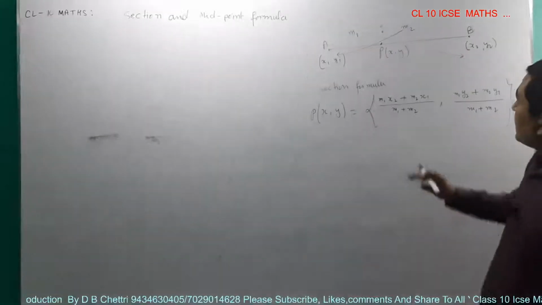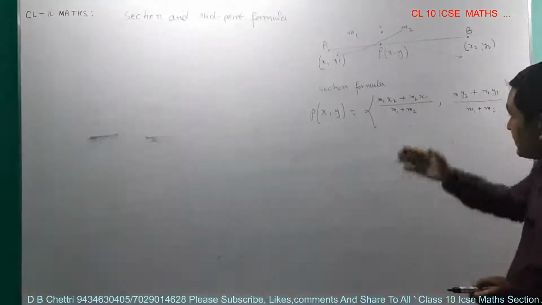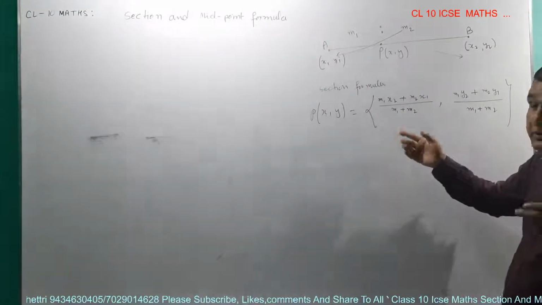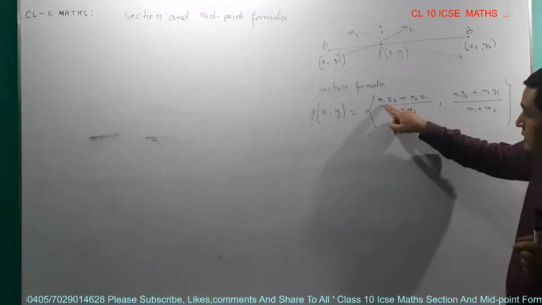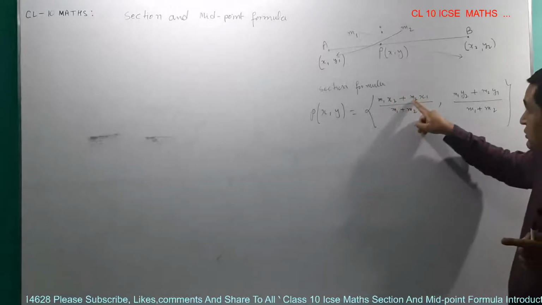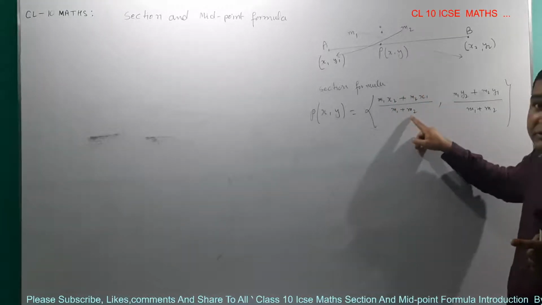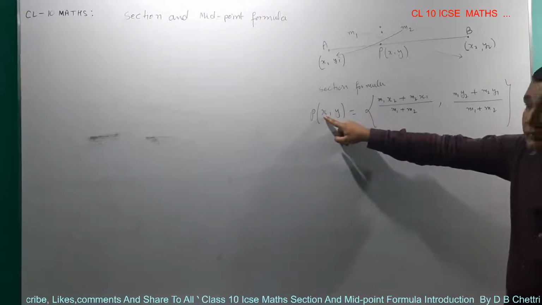Okay, now another clue is there, how to memorize this formula. Just their numbers must alternate. Look at here. When m is 1, the x is 2. When m is 2, x is 1, divided by the sum of the ratio, and this is for x.